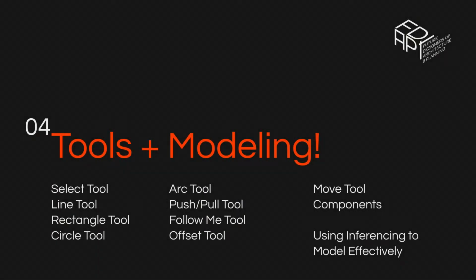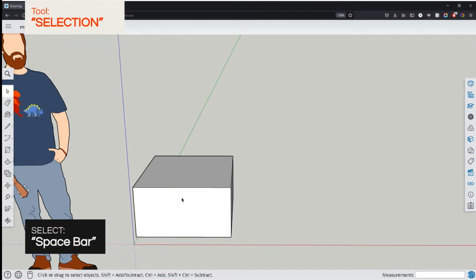Tools and modeling. The first tool is a selection tool. Select tool allows you to select objects by left-clicking on it. We can select multiple things by clicking on it and holding Shift. Double-clicking to select adjacent objects, or triple-clicking to select everything within the object.